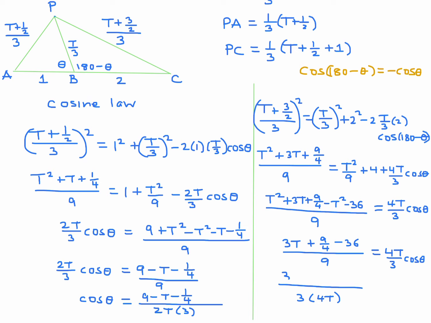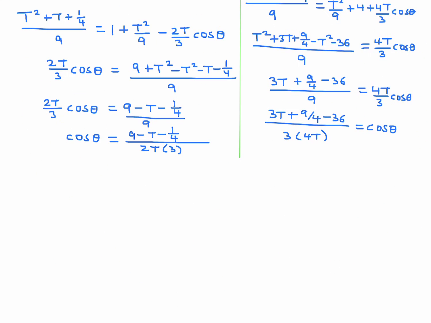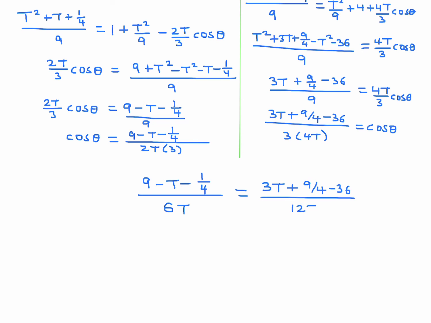And the top I can just leave like this. I won't bother to add the fraction. All right, great. So I got two values for cos theta. What's the next step? Of course, logically set them equal to each other. So 9 minus t minus a quarter is equal to 6t. Here it's 3t plus 9 over 4 minus 36 over 12t.